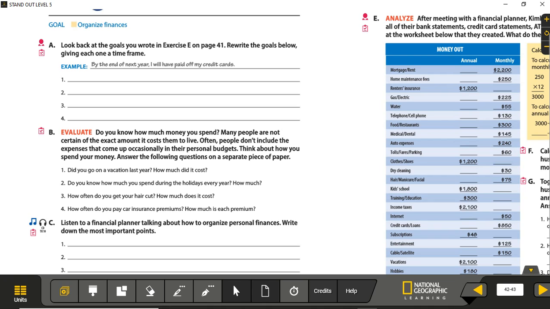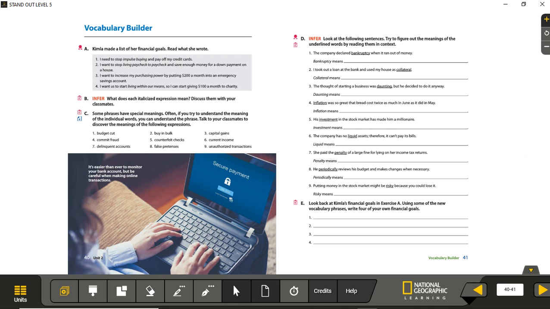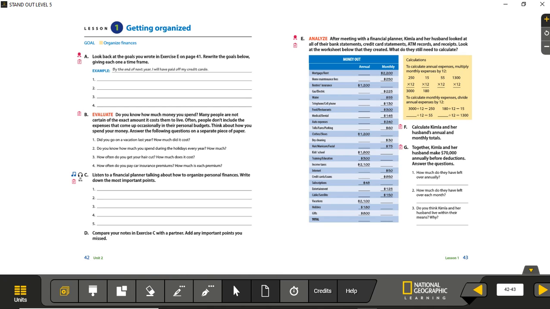So what I want you to do is take those examples that you did in part E, okay? So your financial goals, and then apply them here with a timeline. By the end of the year, I will have paid off my new car. In 15 years, I will have paid off my mortgage. Things like that. So pause the video and fill this out.